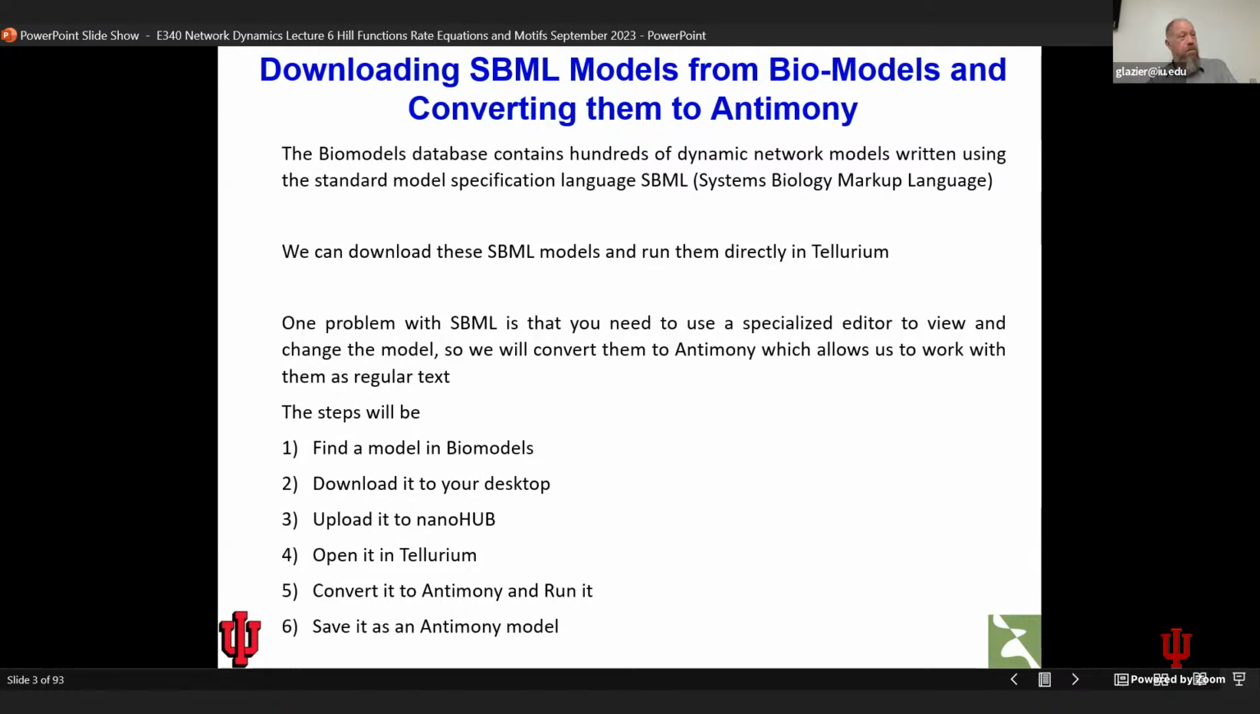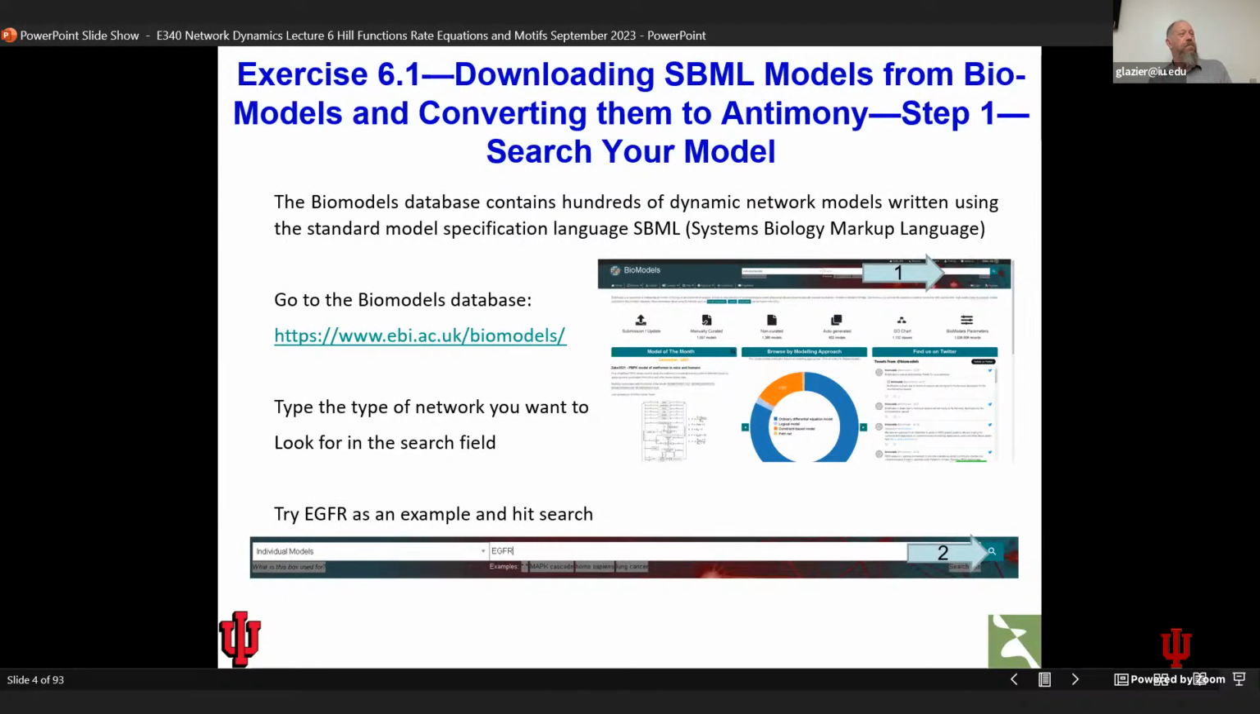The steps will be slightly shorter if you're doing it on desktop because you don't have to get the thing onto NanoHub, but otherwise it's the same. So the first thing I would like people to do is go online and go to BioModels repository. And if you search BioModels repository, you'll find it right away. Okay, so at the top of the BioModels repository, there'll be a search bar, and it'll say individual models, and in the search bar, type EGFR.